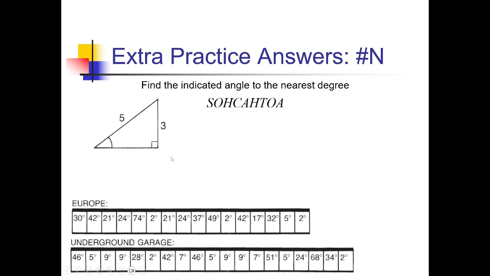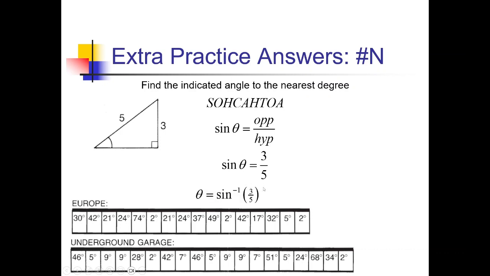SOHCAHTOA. We've got the opposite side here, the side across from the angle. We also have the hypotenuse. So that's going to be sine equals opposite over hypotenuse. So we have sine of our missing angle equaling 3 over 5. Now to find theta, I have to do the inverse sine of 3 over 5, and for that I need the calculator.